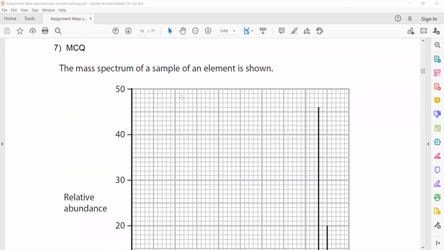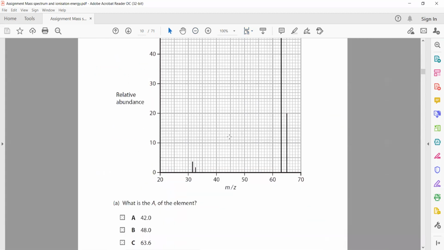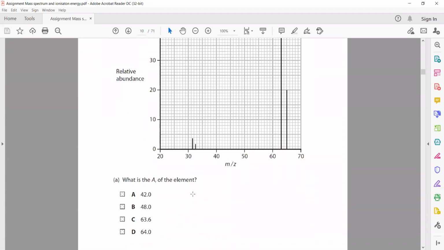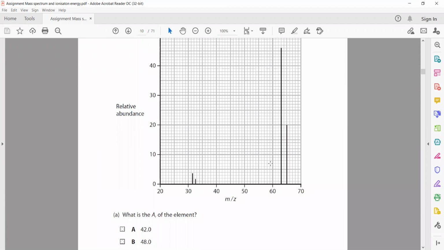In MCQ 7, the mass spectrum of a sample of an element is shown. What is the relative atomic mass? So basically these are the peaks for this element. So how can we work out the peak of this?